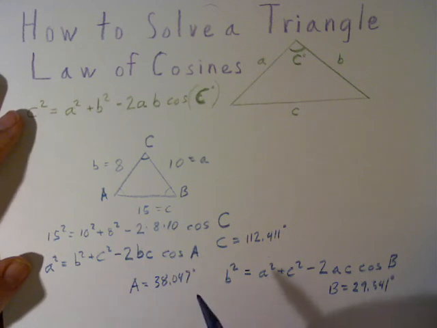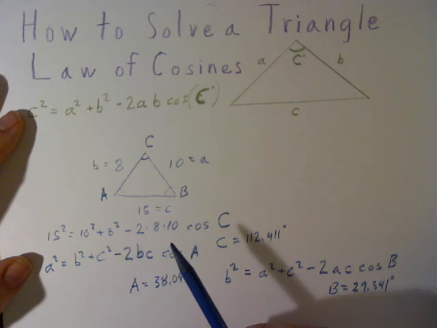The law of cosines, as I mentioned, is also useful for when we have two sides and an angle. We can solve for the other side and then the other angles.